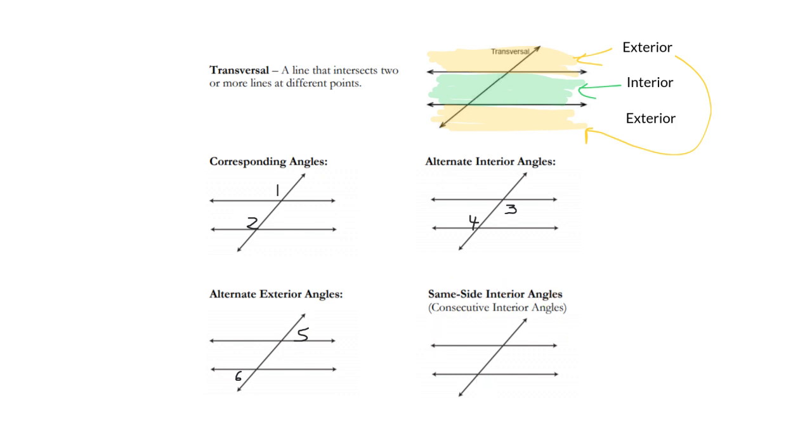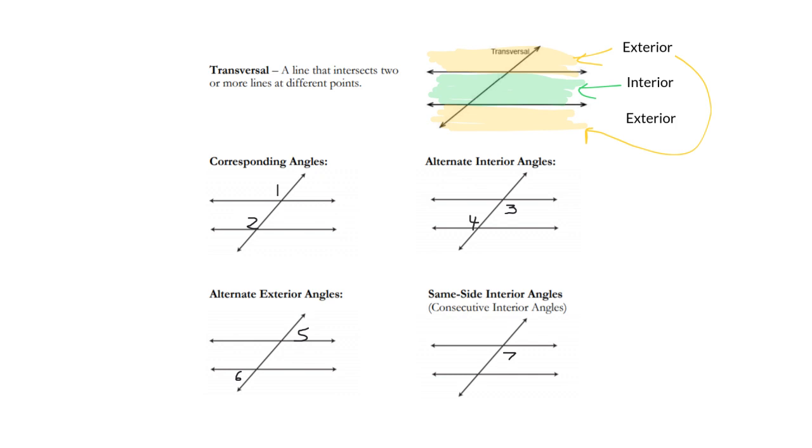Lastly, we have same side interior angles. Sometimes these are called consecutive interior angles as well. If you think about alternate being different sides of the transversal, same side means they're on the same side of the transversal. And again, we need to be in the interior. So if I have to be on the interior, let's label this right here with a 7. So where would a same side interior angle pair be with 7?